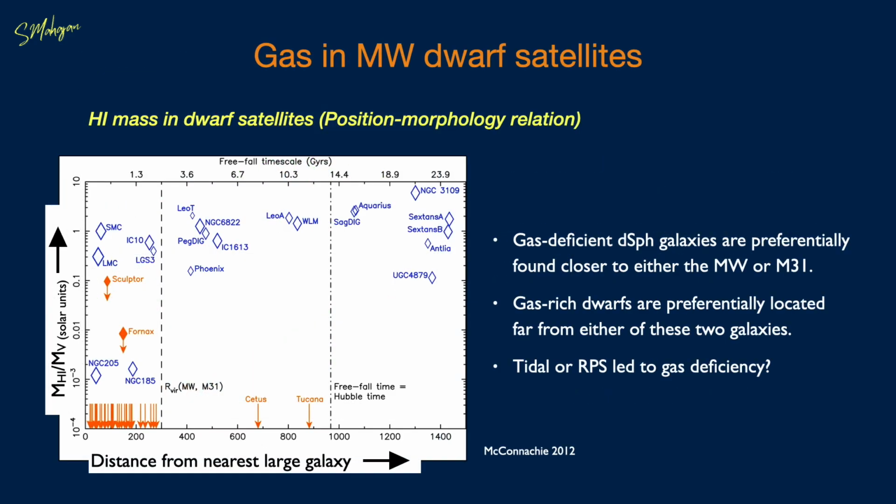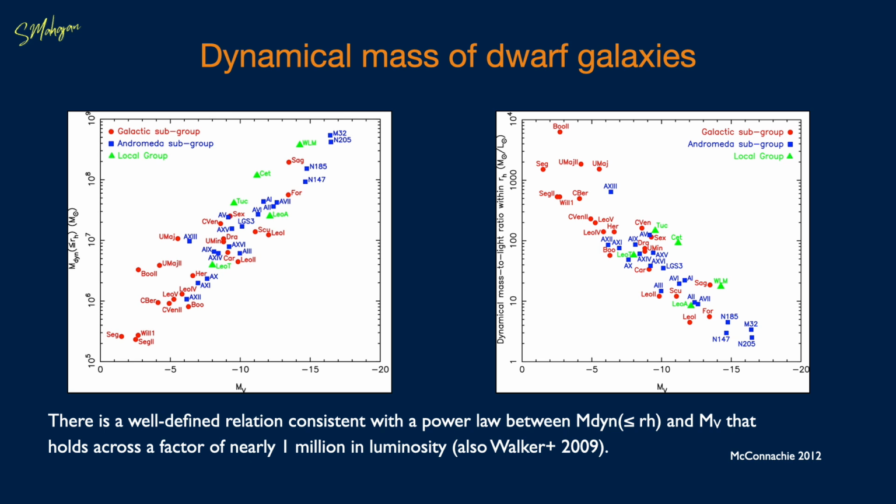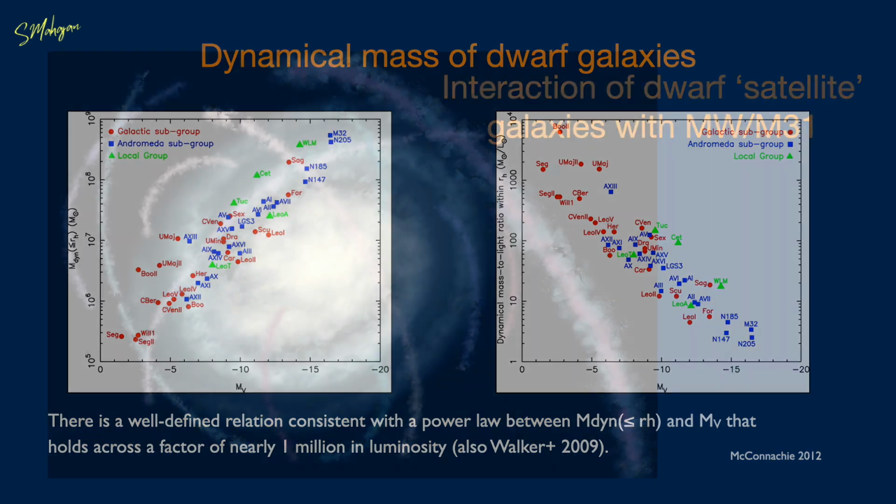It is also found that dwarf galaxies closer to larger galaxies such as the Milky Way or Andromeda severely lack hydrogen gas, while the fraction of gas mass per unit luminosity increases further away from the larger neighbors, as shown here. The dynamical mass of dwarf galaxies in the local group also correlates with their absolute visual magnitude across a factor of nearly 1 million in luminosity.